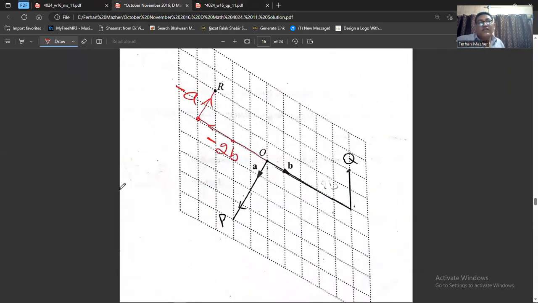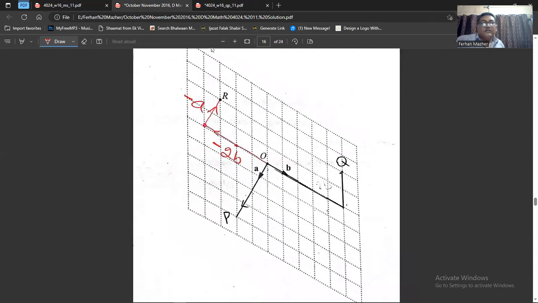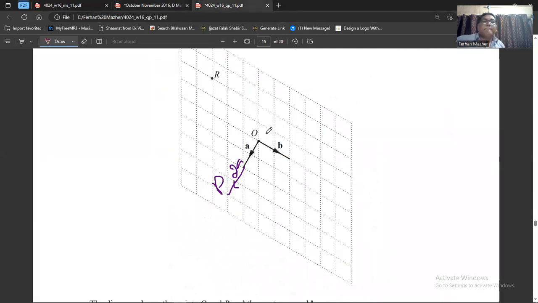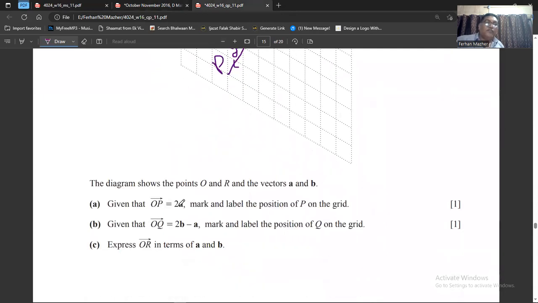Hopefully you understand how this is done. 2, 1, 2, 1. So this is 2A. So this is the point P. I've done here also. Then the B part is OQ, where the OQ will be 2B minus A.